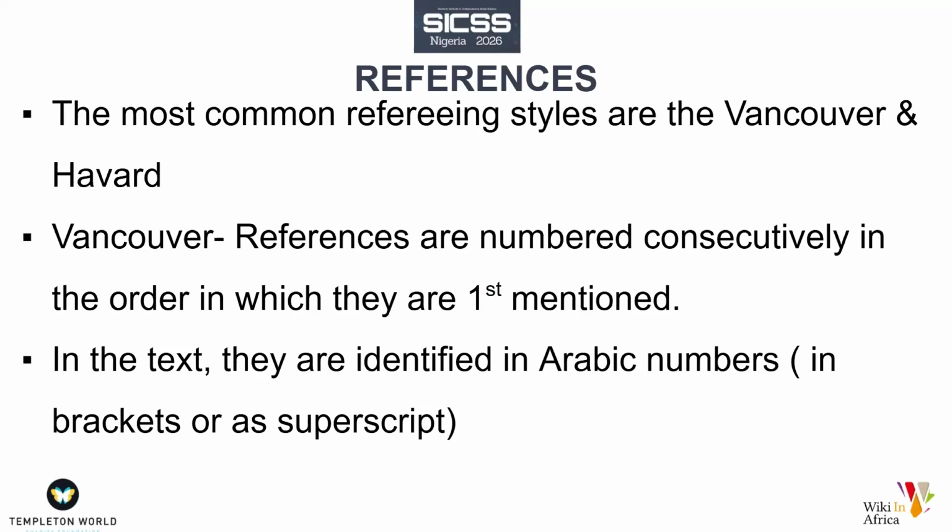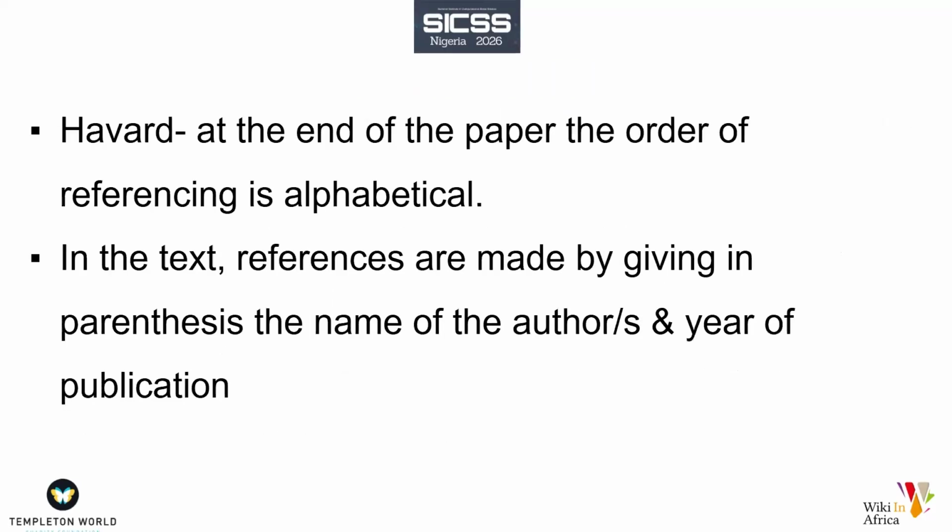The next reference is 2. The next reference, if it's a different reference, 3. So you number your references consecutively in your paper. That's the Vancouver style, in the order in which they are first mentioned. In the text, they are identified in Arabic numbers, either in brackets or superscript, depending on the journal style. So you will see a statement with a number, either in superscript or brackets. That's the Vancouver style of referencing, and those numbers come consecutively.